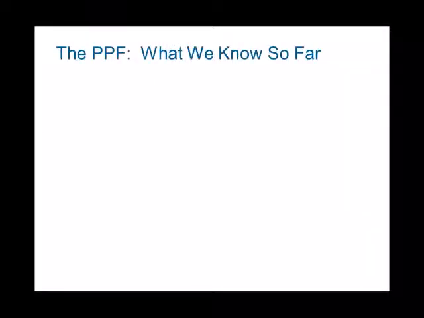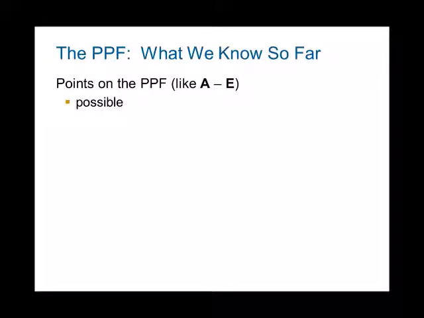So from the PPF, what do we know so far? Points on the PPF like A, B, C, D, E that we just plotted, they're all possible. That's the maximum amount that we can produce. So if we use all 50,000 hours of labor available, we can produce anywhere on that line. It is an efficient point because all resources are being fully utilized. I'm using all my 50,000 hours of labor available for production. None of it is being wasted.